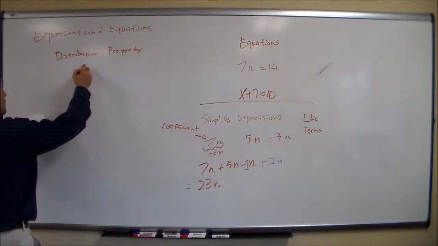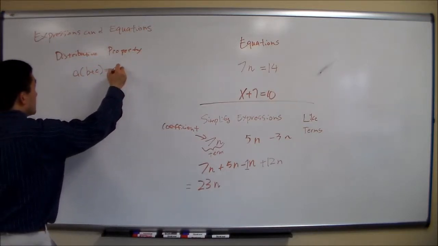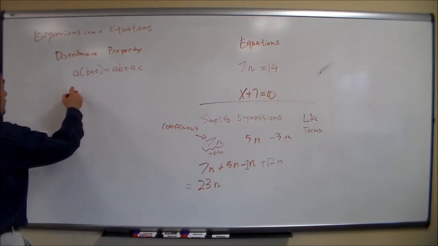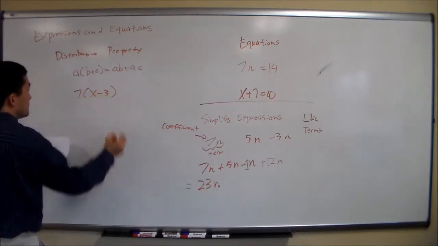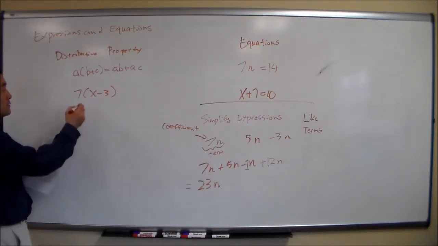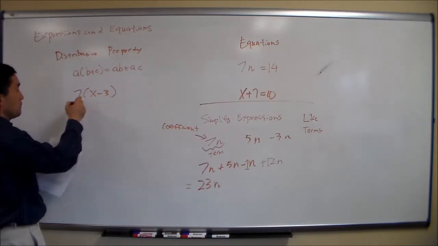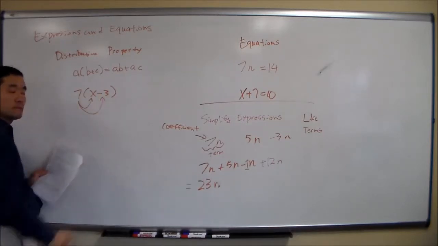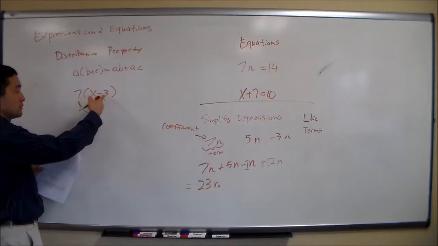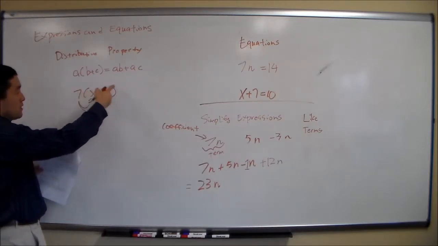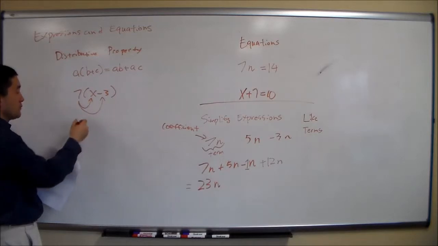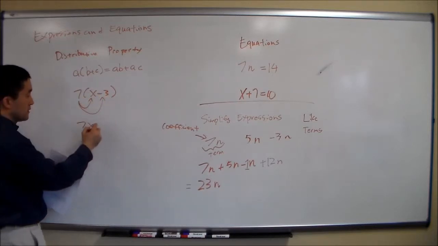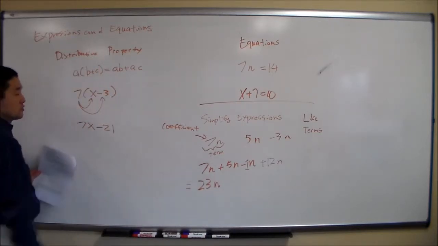The rule is something like this. Say I use letters. So for example, this. In this case, because of this distributive property, this 7 gets distributed to the x and to the negative 3. The operation between these two things is multiplication because you can see the parentheses. So 7 times x, that's 7x. 7 times negative 3, that's negative 21. So that's how the distributive property works.